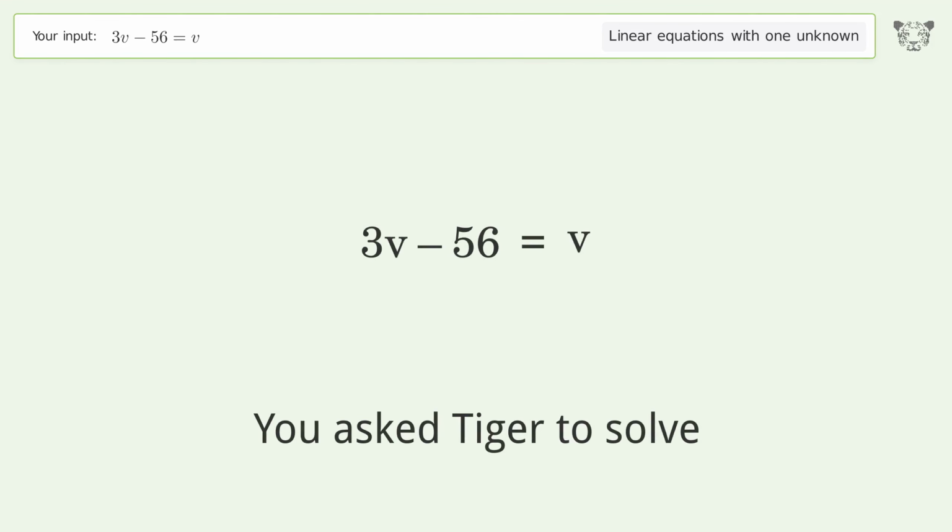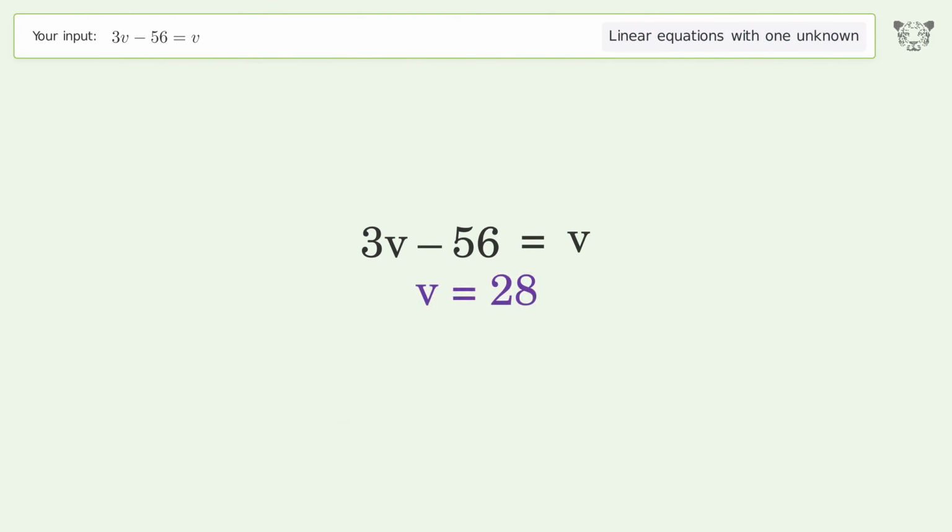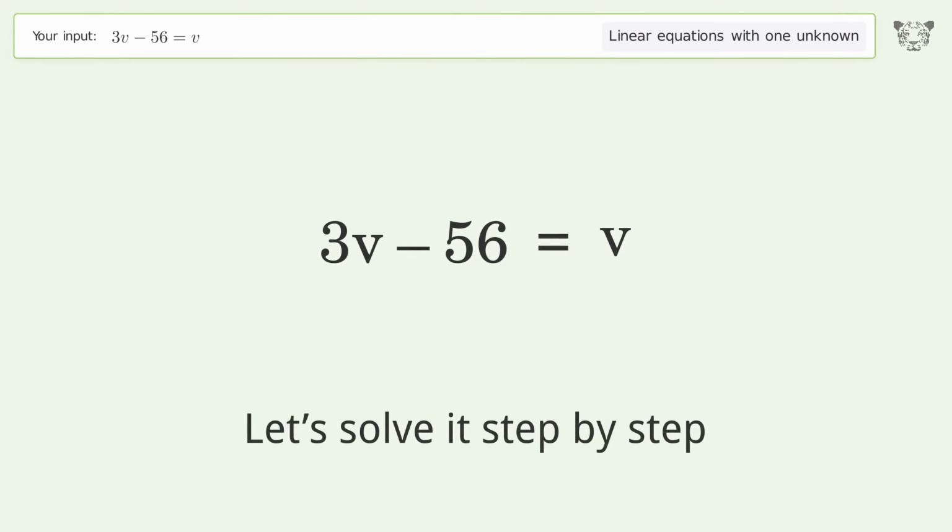You ask Tiger to solve. This deals with linear equations with one unknown. The final result is v equals 28. Let's solve it step by step.